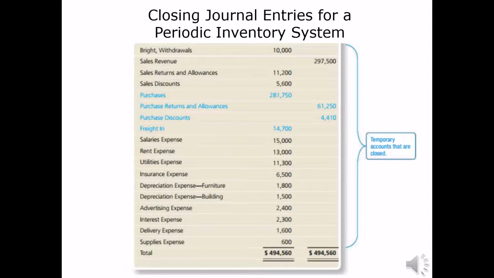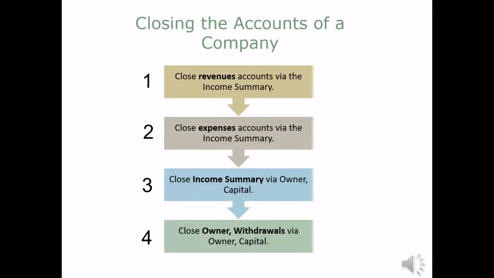Here's a quick review on the four-step process to closing the accounts of a company. Our first step was to close revenues. Second step, close expenses. Third step, close the income summary into capital. And fourth step, close the owner withdrawal into capital.